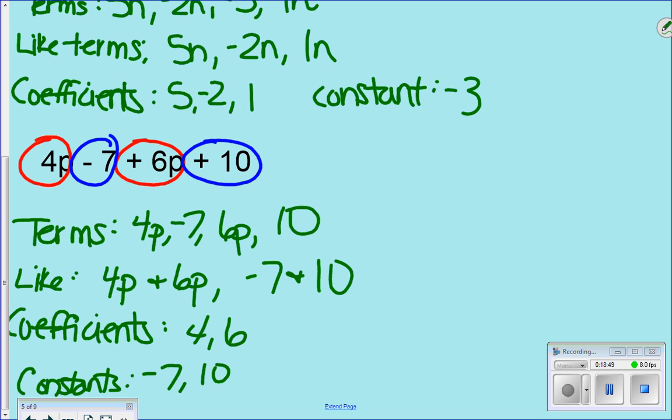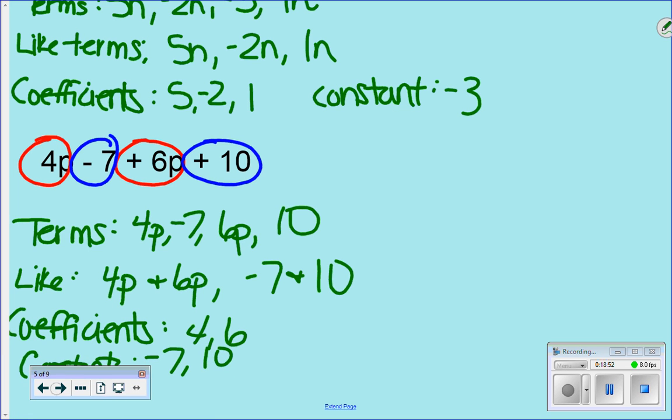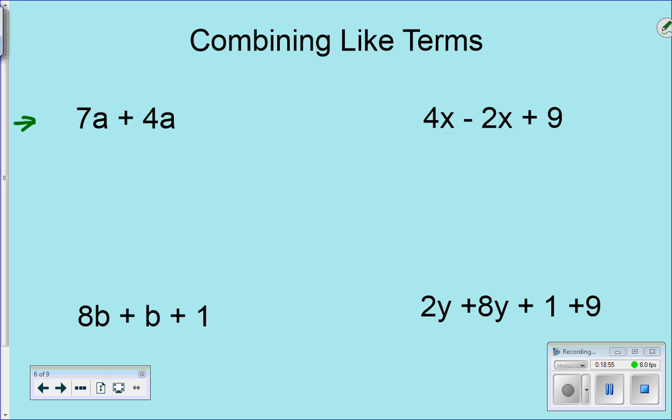Alright, we're going to start simple. So the first one I want you to write in your notebook is this one: 7a plus 4a. Here, let me just tell you. Coefficients would be your numbers with your variable, so 4 and 6. Your constants would be your -7 and 10.